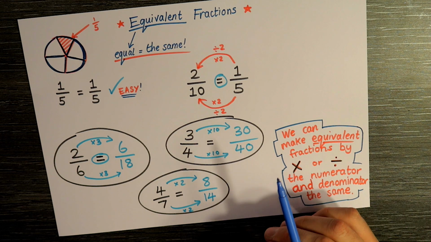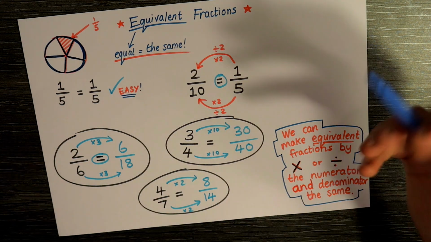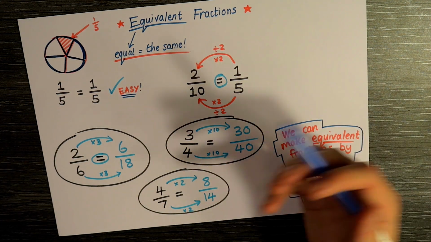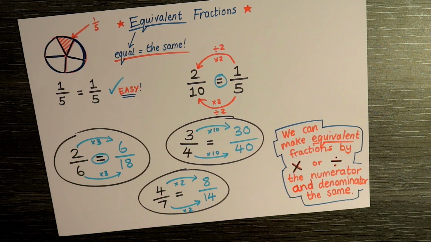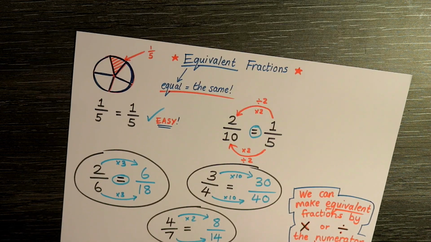You can't add a piece to the top and add a piece to the bottom and make it the same, because it skews it. It makes it slightly different. You have to multiply and you have to divide. Okay, that's really, really important.